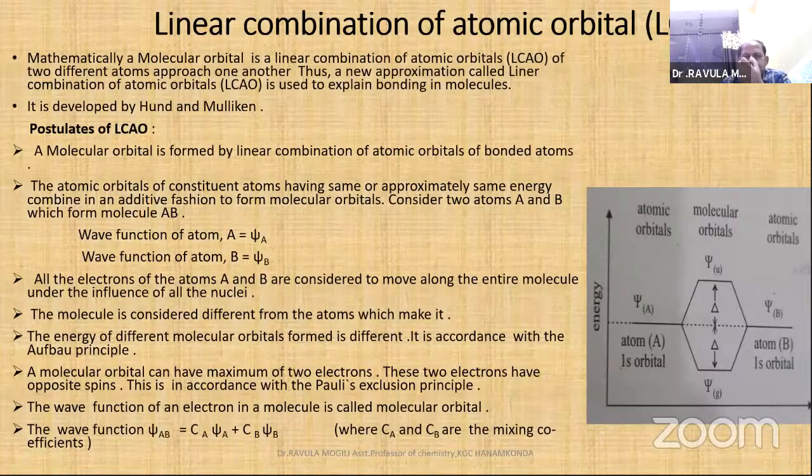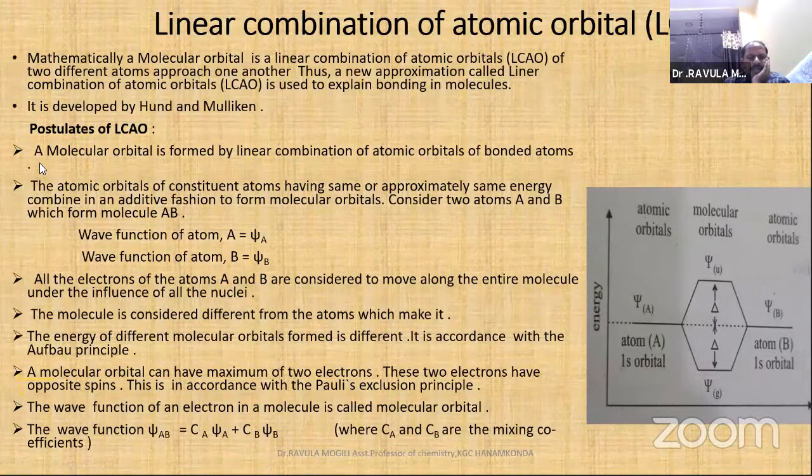The explanation of molecular orbitals is a mathematical phenomenon. Mathematically, a molecular orbital is a linear combination of atomic orbitals, LCAO, of two different atoms as they approach one another. This approximation, called the linear combination of atomic orbitals, is used to explain bonding in molecules. It was developed by Hund and Mulliken.